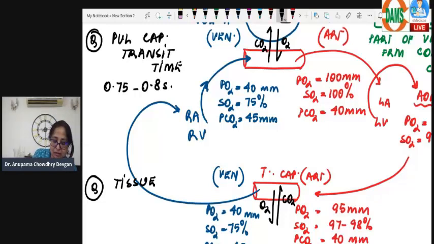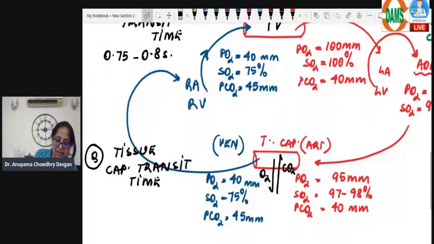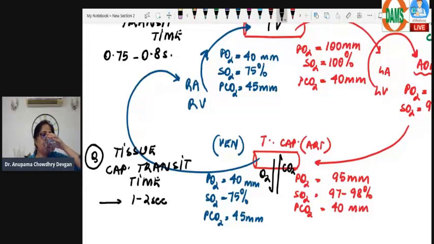Second important point, what is the tissue capillary transit time? Tissue capillary transit time is longer, that is 1 to 2 seconds. Okay, tissue capillary transit time.